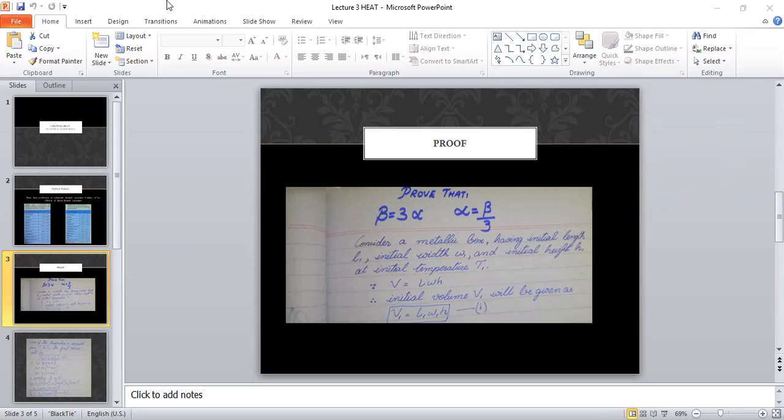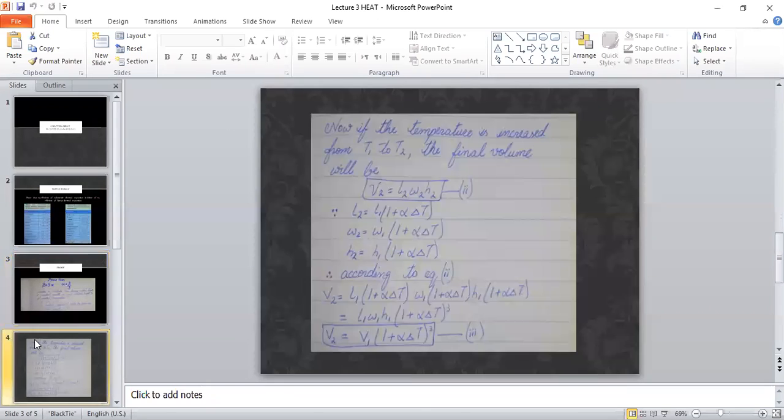Now, if the temperature is increased from T1 to T2, the final volume will be given like this in mathematical equation. V2 equals L2 W2 H2. This would be equation number 2. Mark it and inbox it.